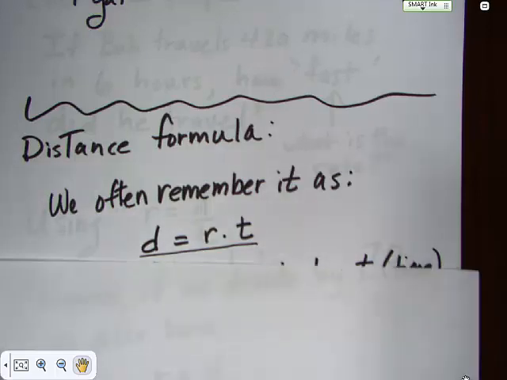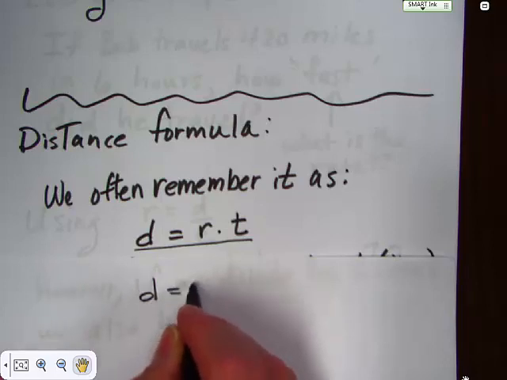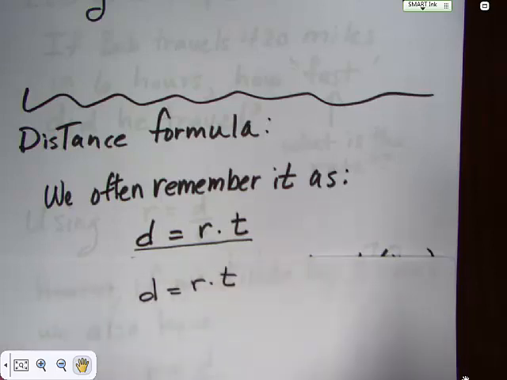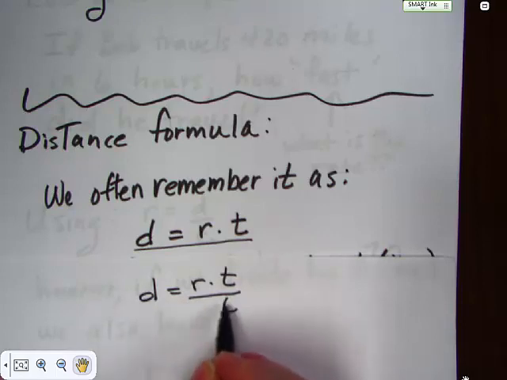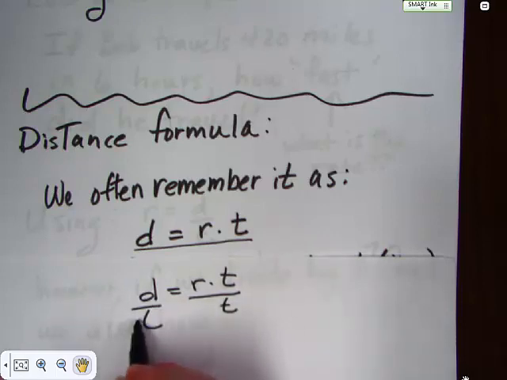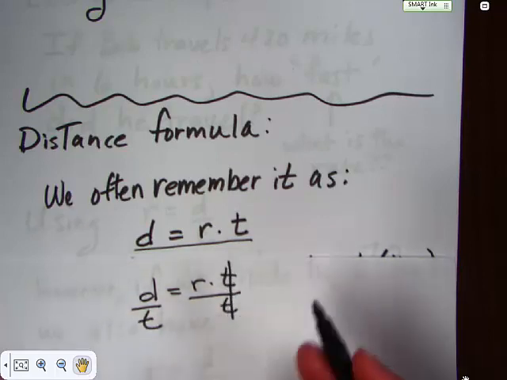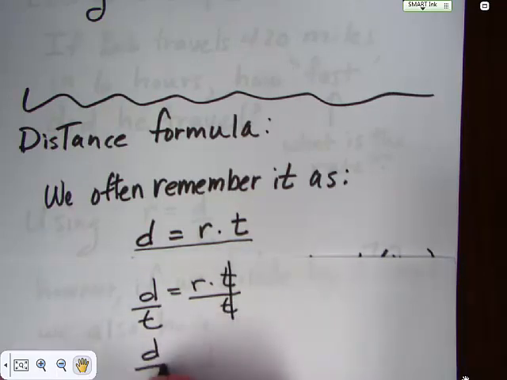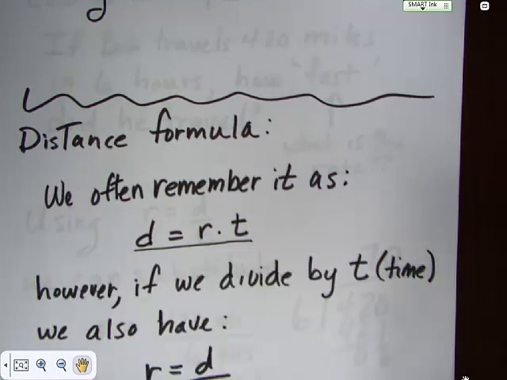Let me show you that real quick because people assume that you know how to do that. Distance equals rate times time. Okay? I want to get rate by itself, so I'm going to just divide both sides by time. Then this time over time, that cancels out. So I end up with distance over time equals rate. And that's what we're looking for anyway. We were looking for the rate formula, which is distance over time. Make sense? Yeah, I figured it would.